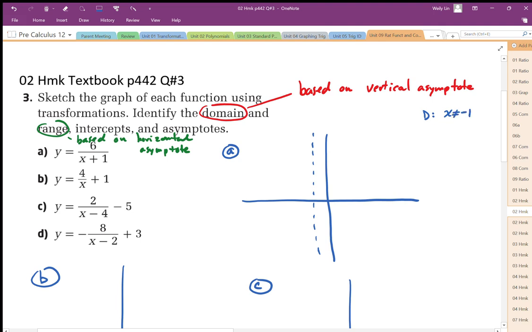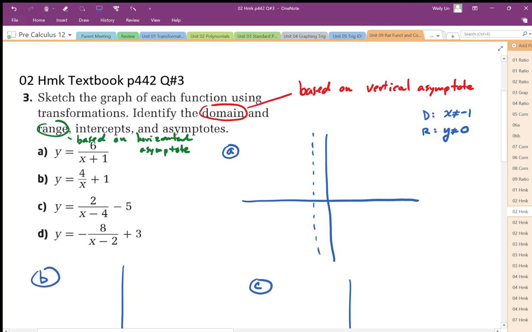The range is going to be based on the horizontal asymptote. So we're going to do endpoint behavior. When we take a look at this function, 6 over x plus 1, as x gets really large, the y values tend to 0. So the horizontal asymptote is going to be at 0. So the range is all real numbers except y not equal to 0.